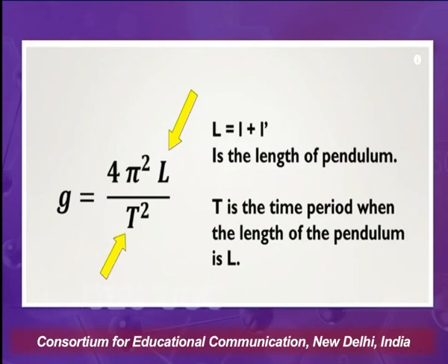So g equals 4 pi square L upon T square. Put the value of capital L here, and put the value of T; you have to square the time period. From that formula you can easily calculate the value of small g, the acceleration due to gravity, with the help of the bar pendulum.